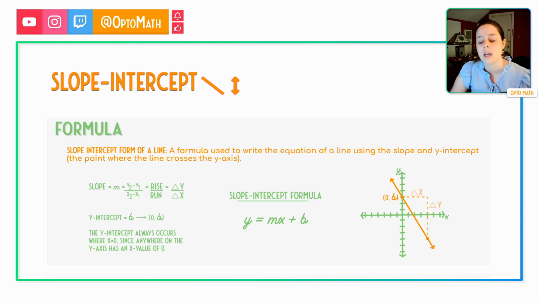In your formula, m is always the coefficient of x, which means it's the number that's being multiplied by x. And if it's written in slope-intercept form, it's always the number in front of x. The y-intercept is b. It's always that number hanging out at the end of the equation in slope-intercept form. It is always the y value for where x is 0.